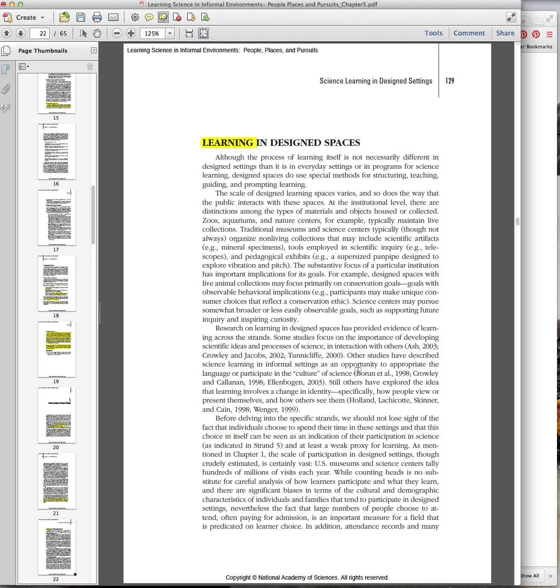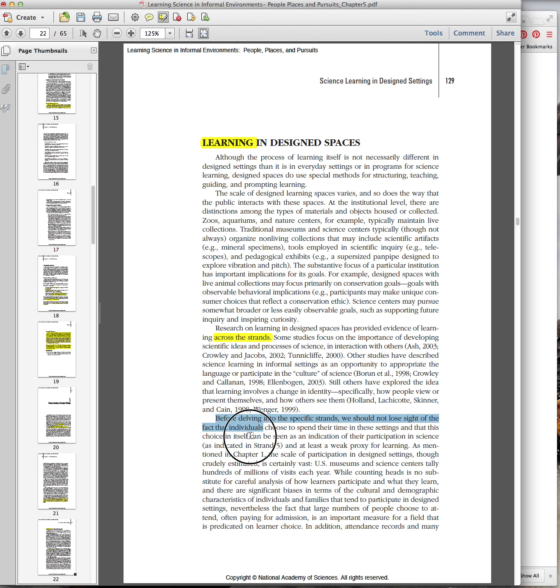So you're going to kind of skim through this. This is pretty obvious stuff, right? Traditional museums and science centers versus living versus non-living collections. They go a little bit on research on the learning in the design spaces, and that it does exist across all of those 6 strands that they talked about.